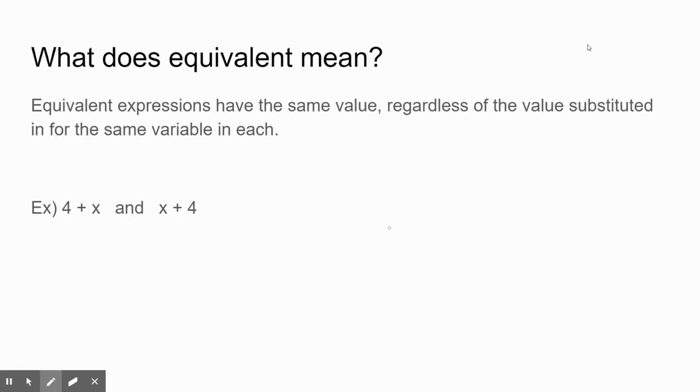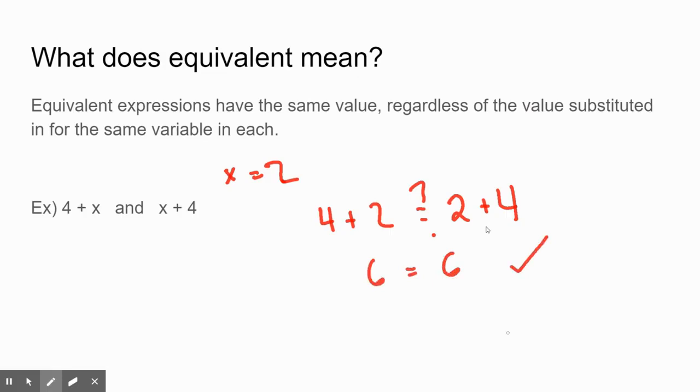We have 4x and x plus 4. Now just looking at those, you can probably tell that they're the same expression, but let's just pick a value for x. Let's say that's 2. If we substitute in 2 for x, we should see that those two are going to be equal. And sure enough, we find that 6 does in fact equal 6, so we know that these are equivalent.